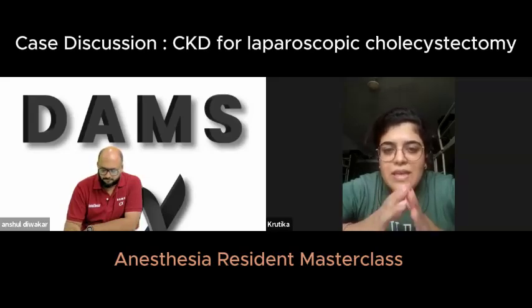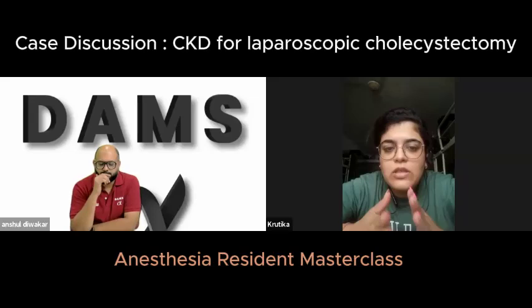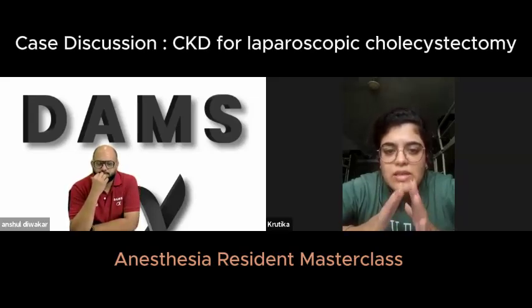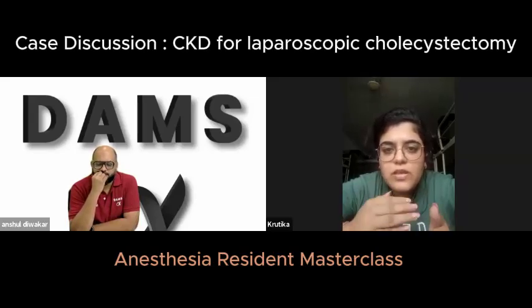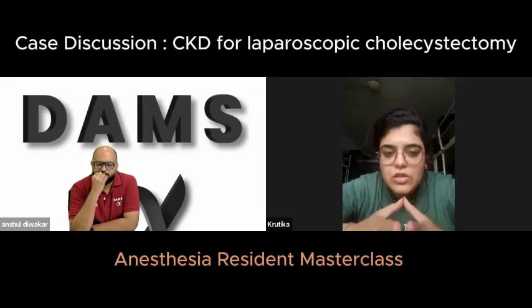When we are giving the ED95 dose, the initial dose needs to be 3 times more because there is an increased volume of distribution in the CKD patient. But when we are giving the subsequent top-ups, the dose needs to be decreased as per the elimination.